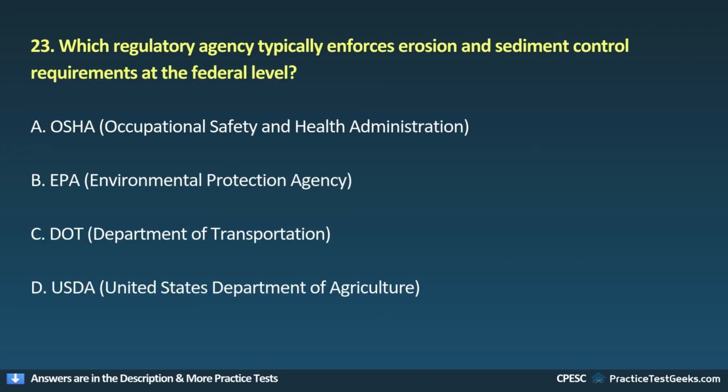23. Which regulatory agency typically enforces erosion and sediment control requirements at the federal level? A. OSHA, Occupational Safety and Health Administration. B. EPA, Environmental Protection Agency. C. DOT, Department of Transportation. D. USDA, United States Department of Agriculture.